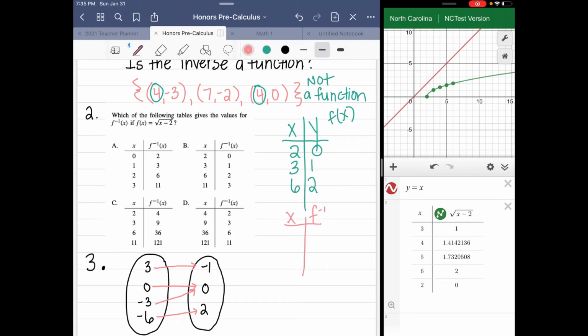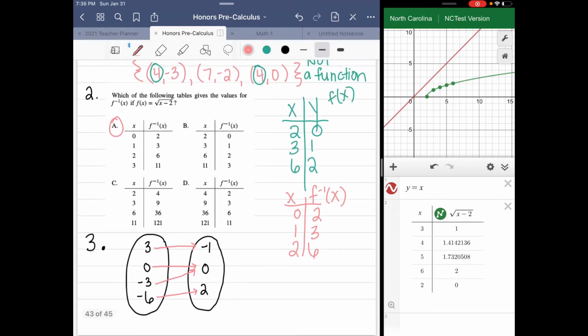So remember, our inverse is what happens when we flip those values around. So if I had 2, 0, it's now going to be 0, 2. If I had 3, 1, it's now going to be 1, 3. If I had 6, 2, it's going to be 2, 6. So comparing this, I can see that the answer is A.